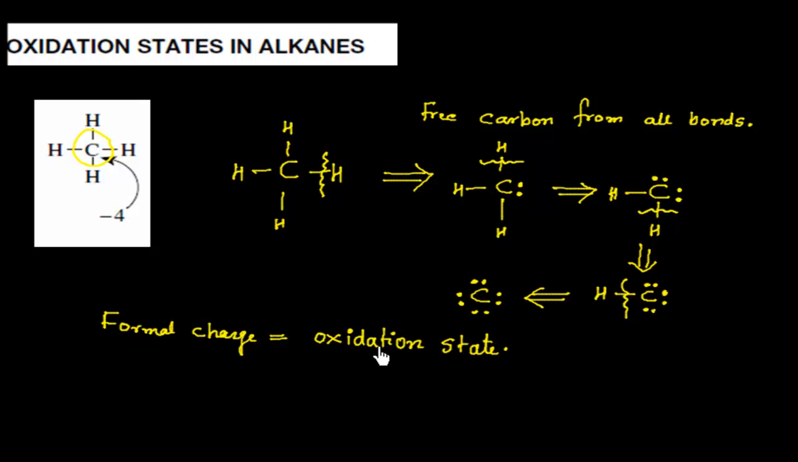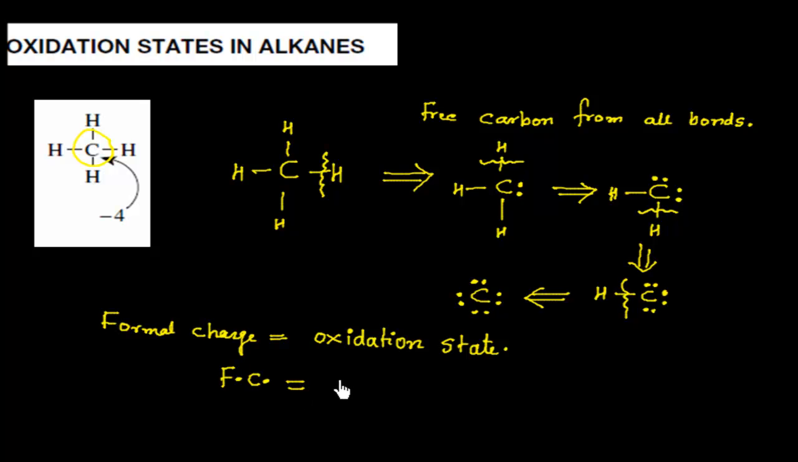So let us say how we find formal charge. We find formal charge by using, so how many electrons does carbon right now have? Actually it has 8 electrons, but a neutral carbon atom should have only 4 electrons. So it has 4 extra electrons, so this means 4 negative charge. So we find formal charge.